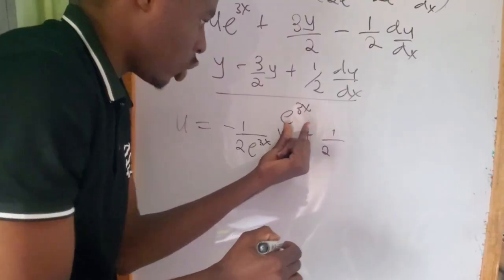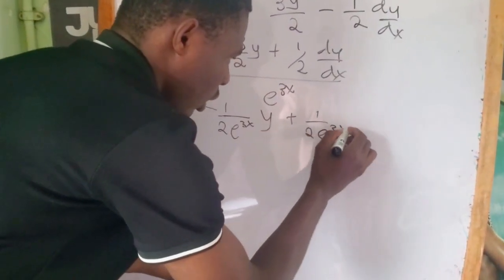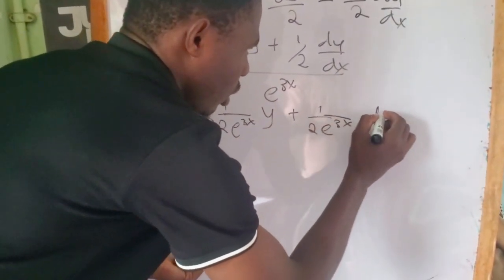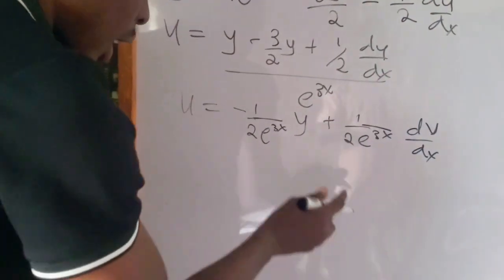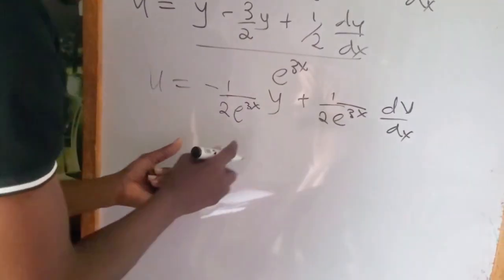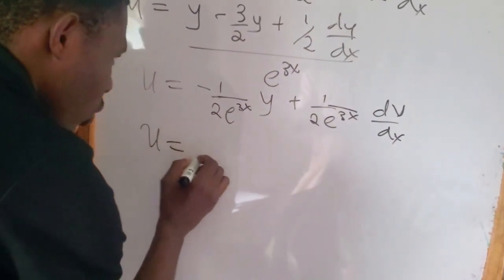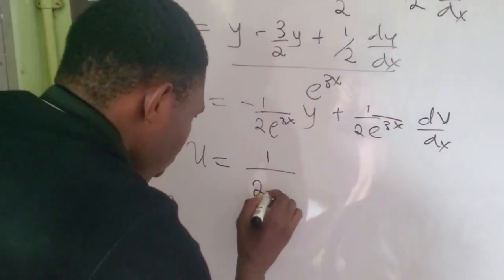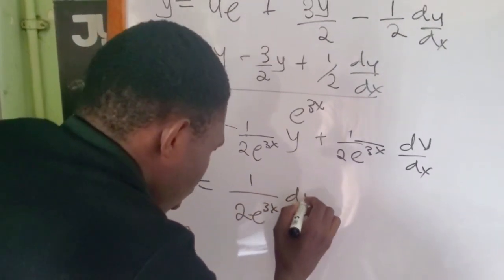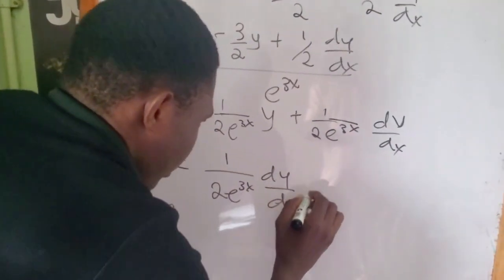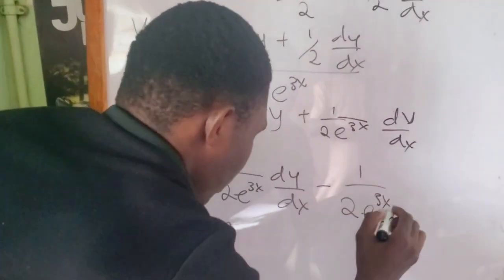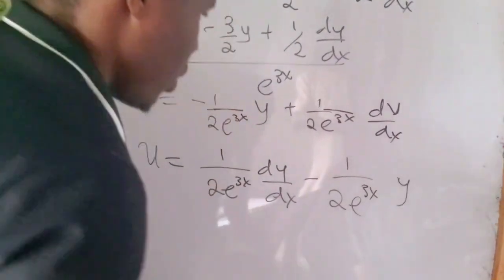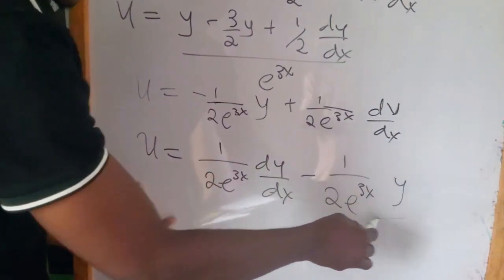Let's combine it with this denominator. This will be e to the 3x times dy dx. So let us rearrange it. I like to let dy dx come first, so that u is equal to 1 all over 2e to the 3x dy dx minus 1 all over 2e to the 3x times y. All right, so this is the value of u.